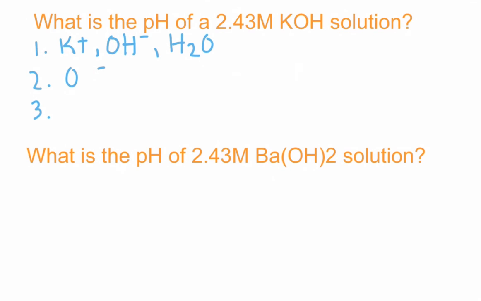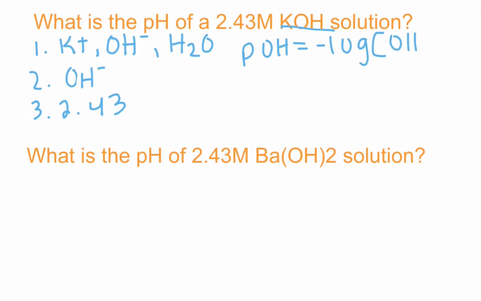So I'm going to rewrite this. Remember, all this KOH completely comes apart, essentially, because it's a strong base. We will have 2.43 molar concentration of OH-. And now that we know our concentration, we can apply the pOH equation, which is this one. We're going to plug 2.43 in here.